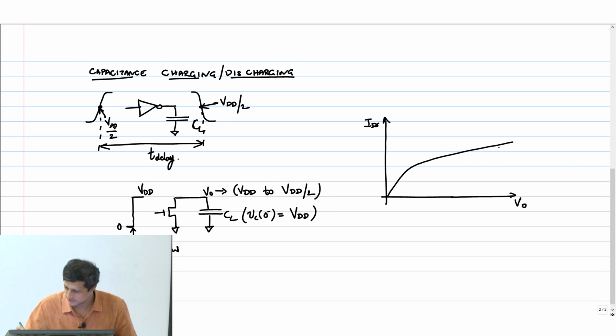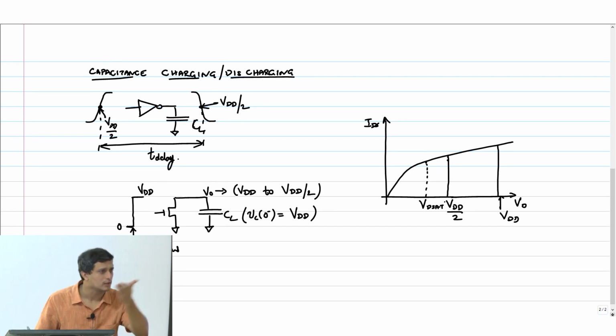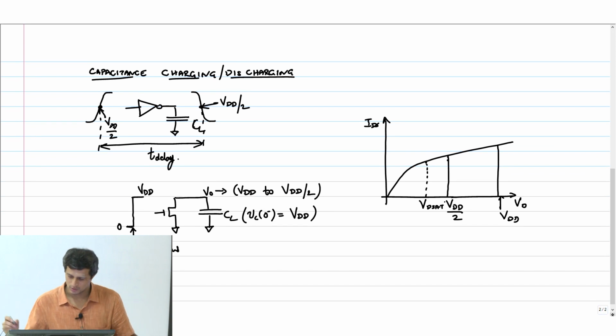Right, this is my point where it is VDD, this is VDD, and somewhere here is VDD by 2. I am assuming VDD is large enough such that VDD by 2 is to the right of VDsat, so that I don't have to deal with a change in region of operation. Okay, so this is an assumption.